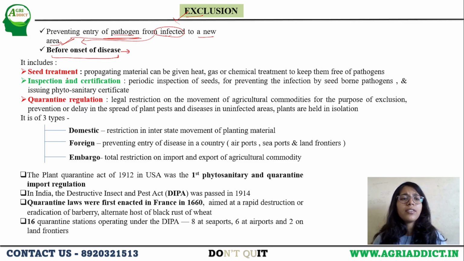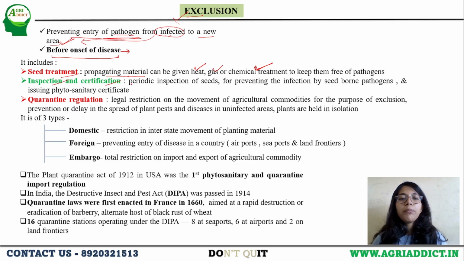It includes various methods like seed treatment. The propagating materials are protected by various treatments. Heat can be used, gases can be used, or various chemical treatments. That is, various fungicides are used for the protection of the planting materials. Inspection and certification is done.